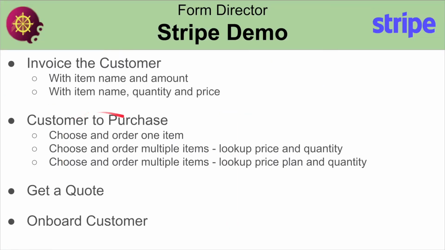Now we are going to see another scenario where we are allowing customers to go and purchase directly from the Google Forms. On purchase of items from Google Form, we want to generate an invoice on Stripe. There are 3 variants in that. First is to choose one item from a list of items. Second one is to choose multiple items and look up price and quantity from a spreadsheet. The third one is purchase multiple items by looking up price plan and quantity from a spreadsheet. Let us see how to do it.